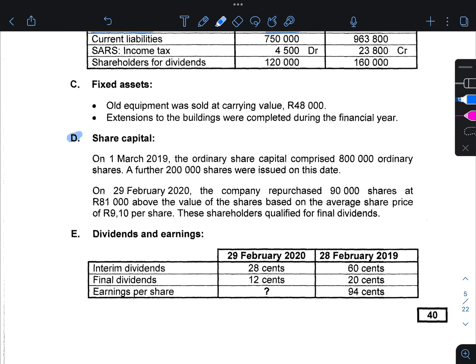It says information D, share capital. On the 1st of March 2019, the ordinary share capital comprised of 800,000 ordinary shares. A further 200,000 shares were issued on this date. On February 2020, the company repurchased 90,000 shares at 81,000 above the value of the shares based on the average share price of 9 cents per share. These shareholders qualified. This is very important. They qualified for final dividends.